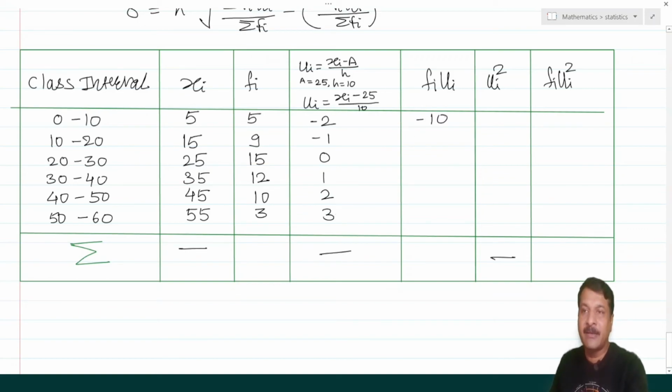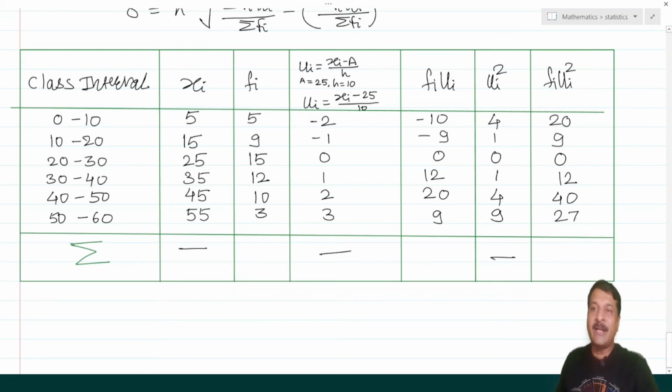Now fi ui means the multiplication of fi and ui. So here minus 10, minus 9, then 0, then 12 into 1 is 12, then 20, and 9. Now ui square: the square of each of these, I am getting 4, 1, 0, 1, 4, 9. Now fi ui square: 5 into 4 is 20, 9 into 1 is 9, 15 into 0 is 0, 12 into 1 is 12, 10 into 4 is 40, 3 into 9 is 27. By calculator, the summation of fi ui I am getting is 22. The summation of fi ui square, again by calculator, is 108.